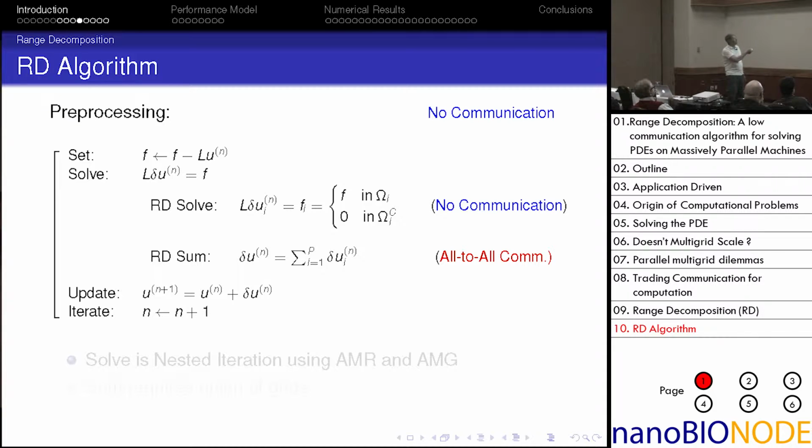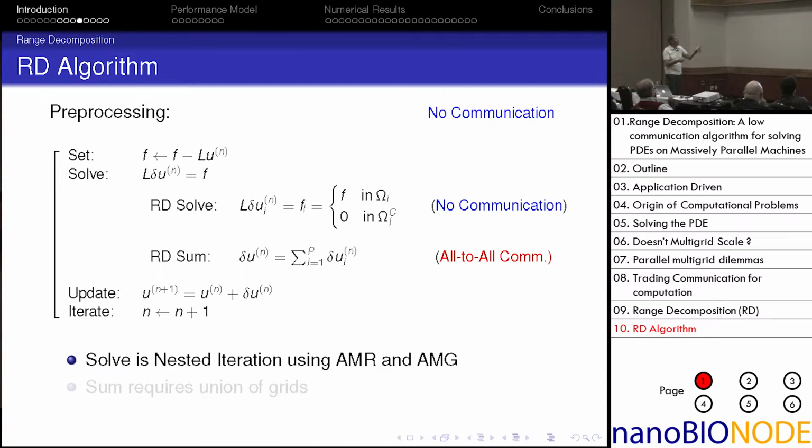The only communication comes in where I need to sum the guys after I do all of this solving with the whole nested iteration full multigrid algorithm. And then I add it all up. I add it to my current solution. I get a new solution. I can do it again. You can repeat this process. So there's one place you have to do basically an all-to-all communication.